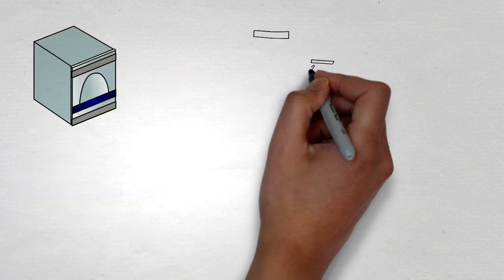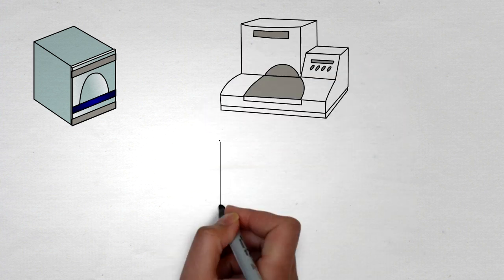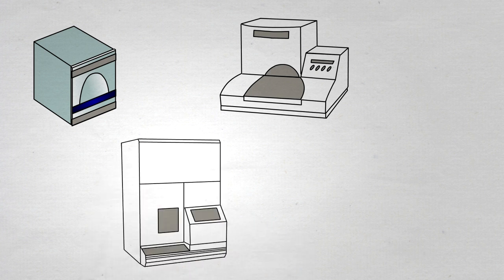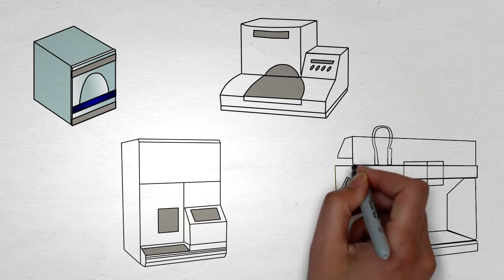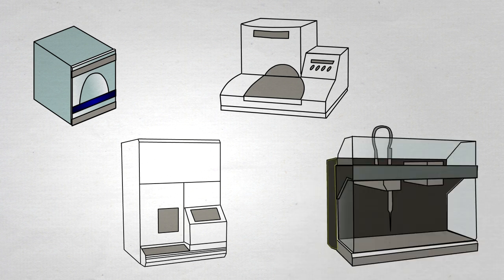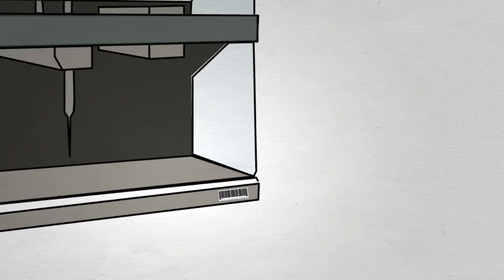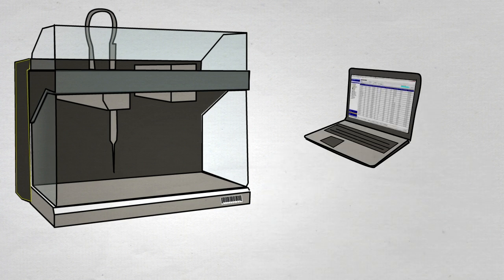STaCS interfaces with and tracks all the instruments you use at the bench to process samples. We bring them all together in one system. This includes your liquid handling robots, real-time PCR, genetic analyzers, thermal cyclers, and any other instruments you would like to include. You define the instruments you want to use in each of your lab processes, and STaCS records the instrument details throughout your workflow. The instrument's barcode, description, and its current status are captured.